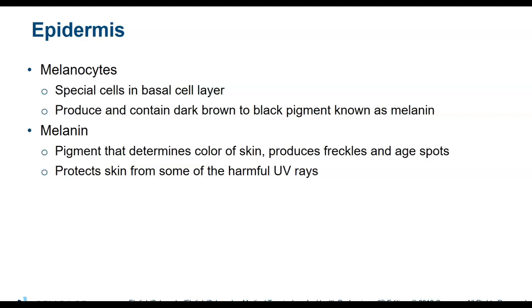There's melanocytes. That's a special cell in the basal level or layer. It actually is what produces the pigment in our skin, and that's melanin. So the more melanocytes that you have, the darker your skin will be. Again, some of those pigments actually help protect our skin from those harmful UV rays.